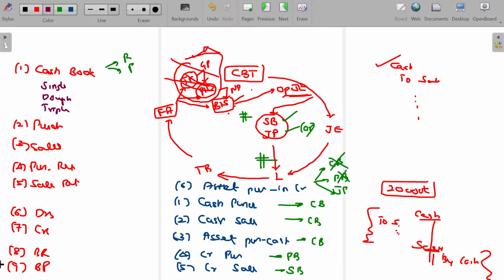How many maximum columns are possible for a cash book? Any ideas? Three columns? Any number. Okay.